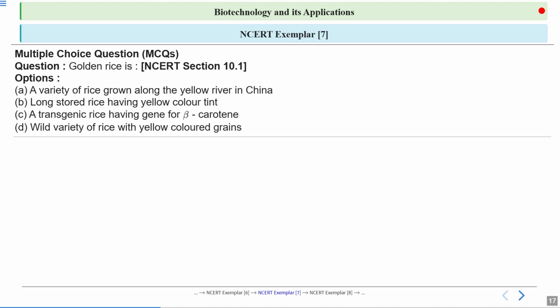Third says it is a transgenic rice having a gene for beta carotene. Transgenic rice means genetically modified rice, and it is having the beta carotene gene. Whereas the fourth option says that this is a wild variety of rice with yellow colored grains. Okay, let's see the answer.